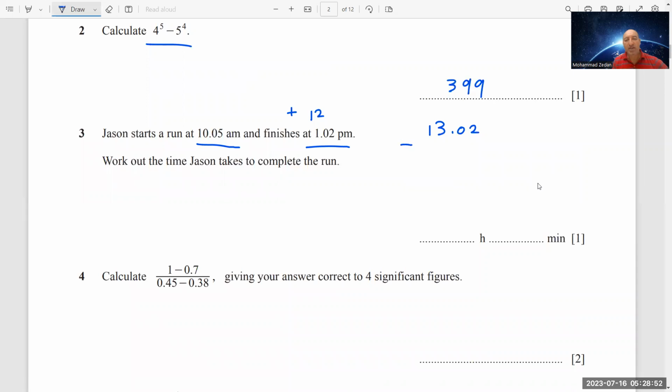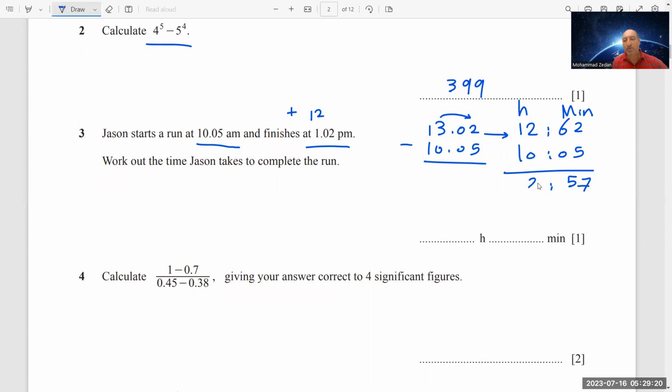Now I subtract 13.02 minus 10.05. As you see here, 2 is smaller than 5. You just take 1 hour and make it 60 minutes. The 1 hour will be taken from here, so the hour will be 12. And 60 plus 2 is 62 because 1 hour is 60 minutes. And then write 10:05 and subtract minutes separate from hours. So 62 minus 5 is 57, and 12 minus 10 is 2. So the time is 2 hours and 57 minutes.